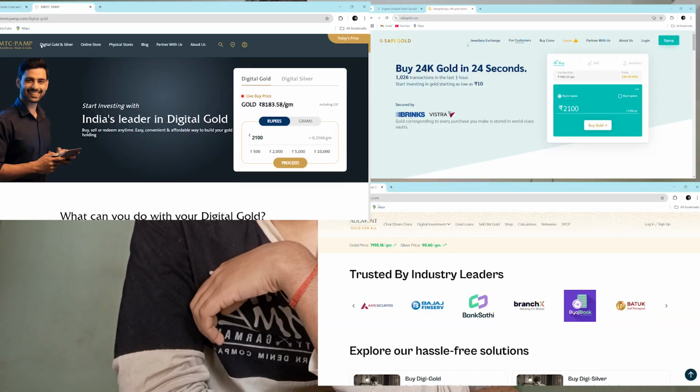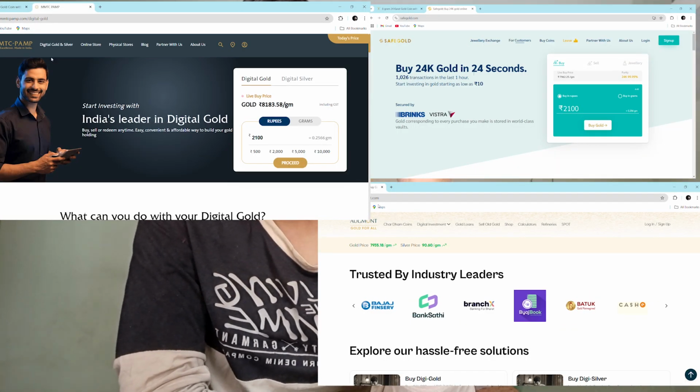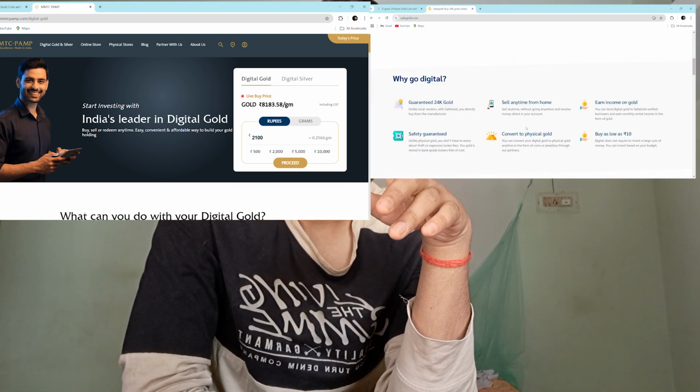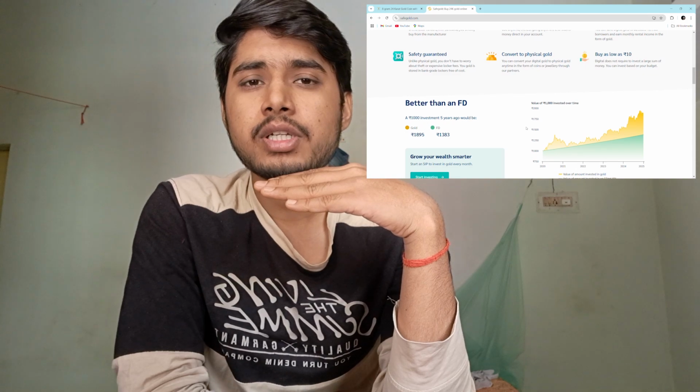Digital gold is bought online with a minimum investment of 1 rupee. You can buy digital gold with 1 rupee. I have shown you examples here. Digital gold is issued by these three companies, or you can buy digital gold from anywhere, like Google Pay, PhonePe, or Amazon Pay. You can apply for digital gold and buy it, and the minimum investment required is 1 rupee. Digital gold is like gold which is not physically present in your hand.